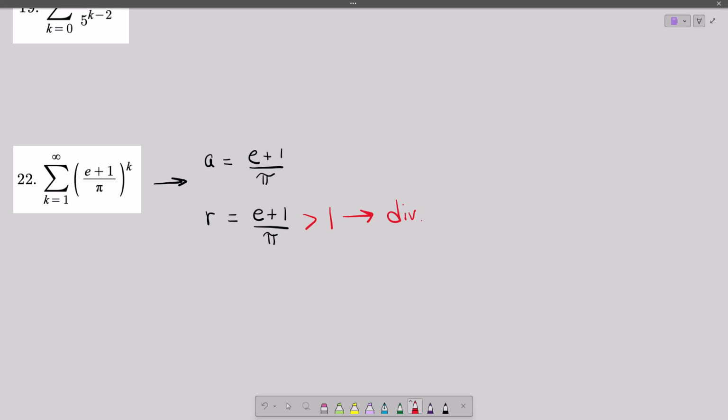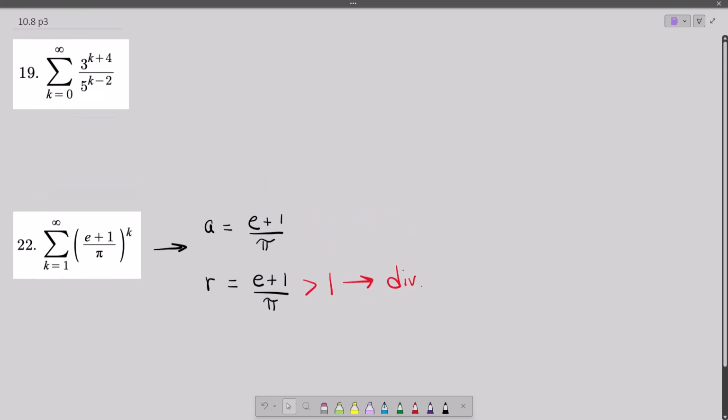When you have a geometric series that converges, you really want to use the S equals A over 1 minus R because you can tell what it converges to. All right, now this one is a little bit incognito.